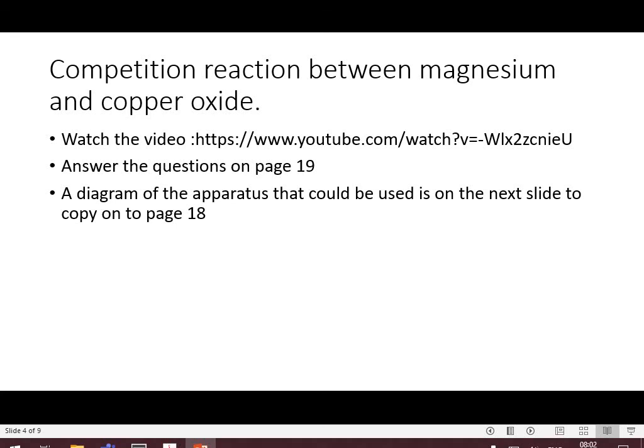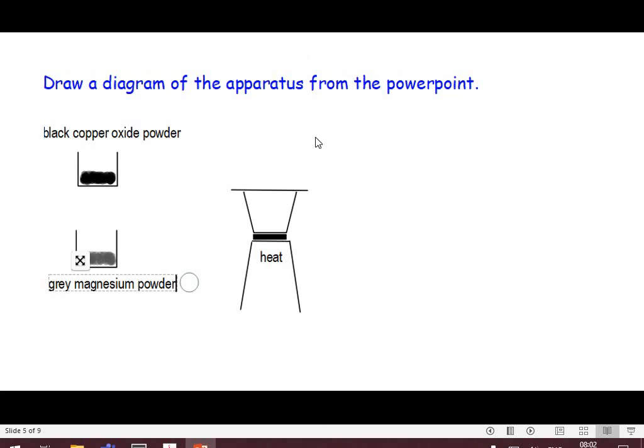Now in the video it's showing you the experiment just done on some wire gauze, but you could put it into a crucible like this with a lid on it, and this is a pipe clay triangle and this is a tripod, and you'll have a Bunsen burner underneath it. The black copper oxide powder and there's grey magnesium powder that you're using as well. So you need to label that.